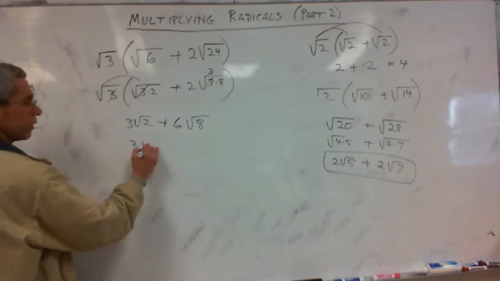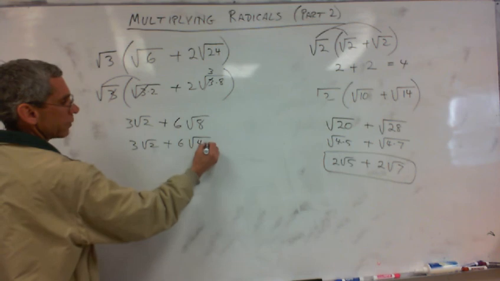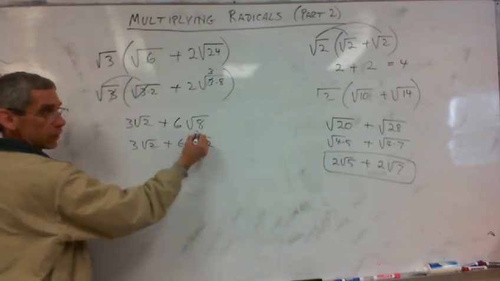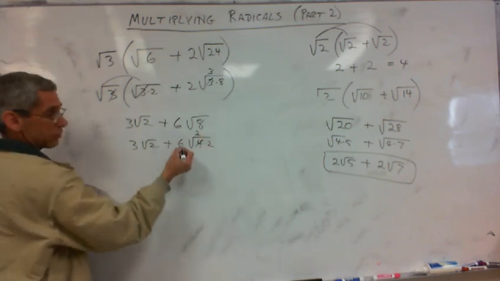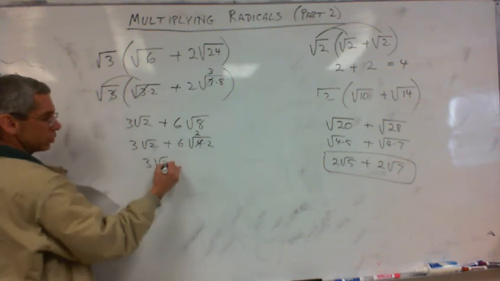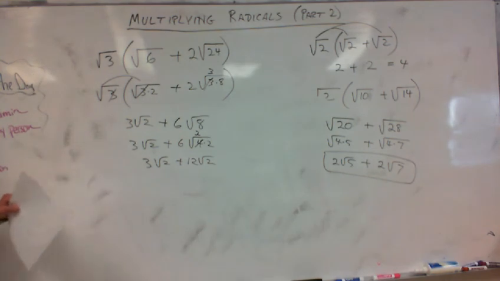So I've got 3 square root of 2 plus 6 times the square root of 4 times 2. So square root of 4 is 2. I'm going to put it up here. 2 times 6 is 12, right? So I have 3 square root of 2 plus 12 square root of 2s. Can I go any further?